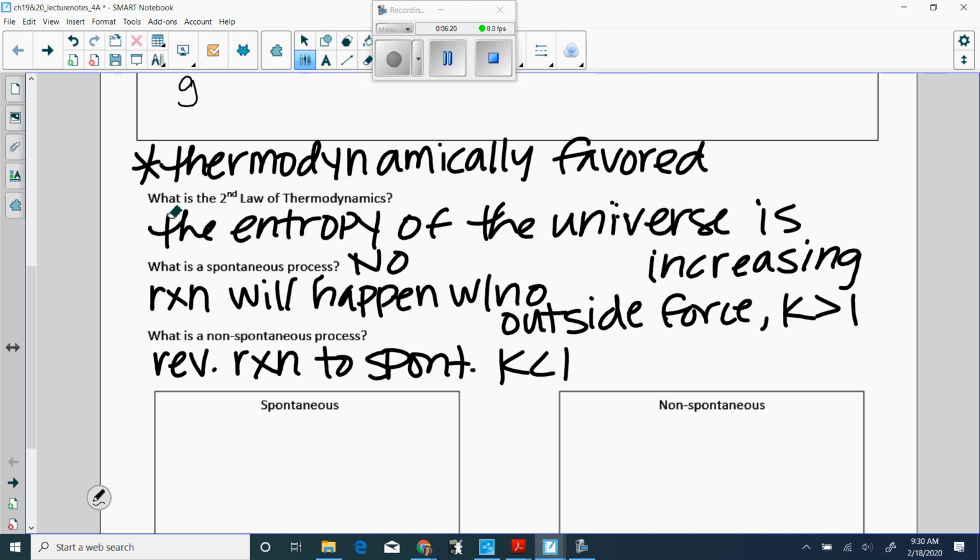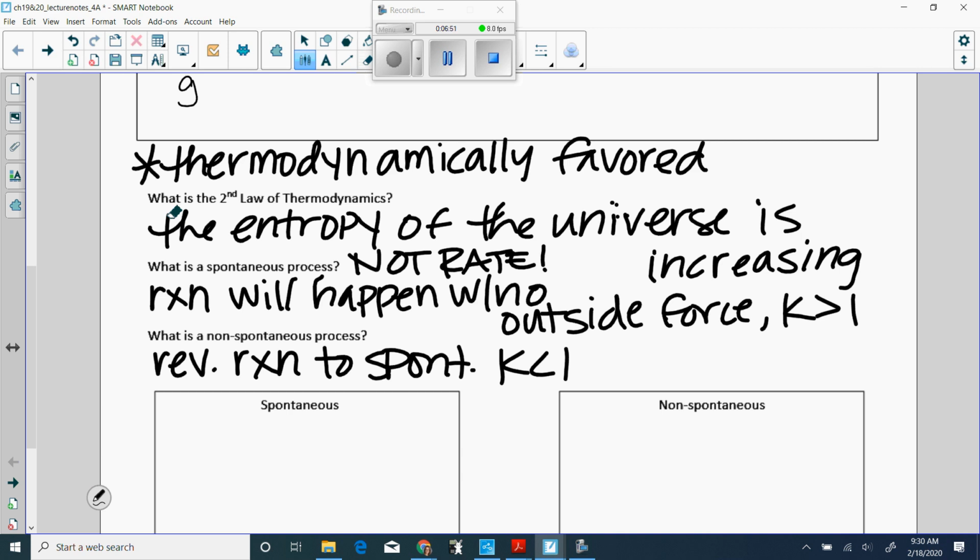Spontaneous does not mean rate. Dinosaur poop turns into diamonds. It's spontaneous. It's like K is like times 10 to the 47th. Like it's huge. It's just really slow. The reverse reaction is non-spontaneous. I cannot turn diamonds back into dinosaur poop. No matter how long I wait, it's not going to happen. Okay? It'd be nice, but we can't.